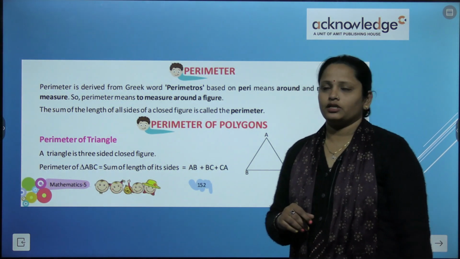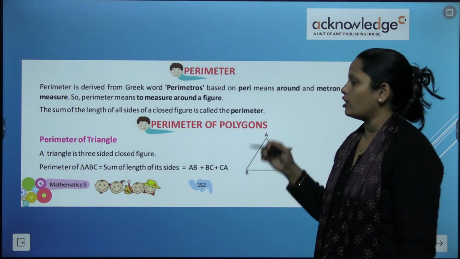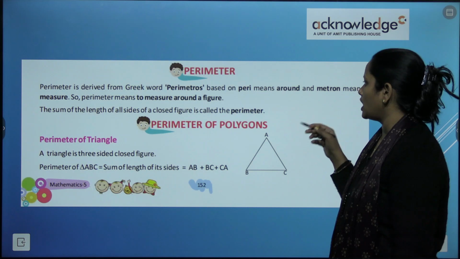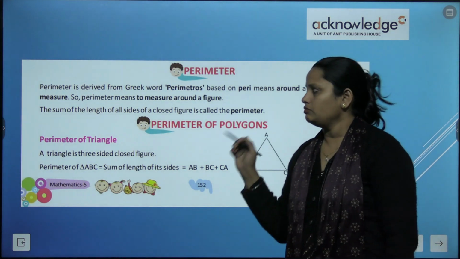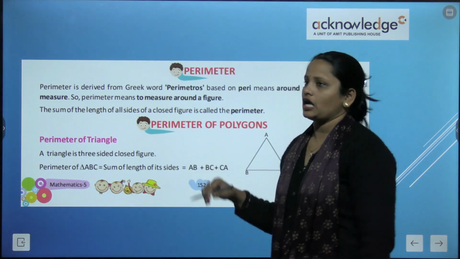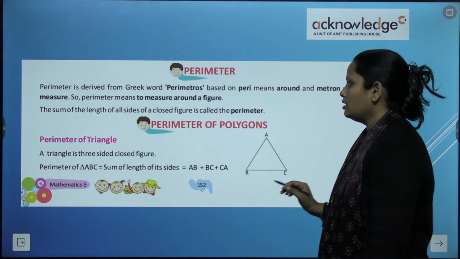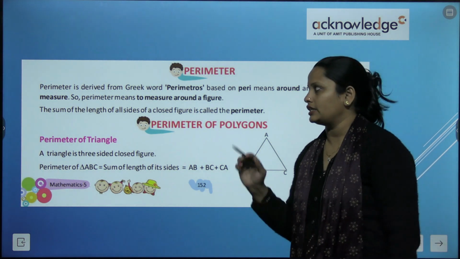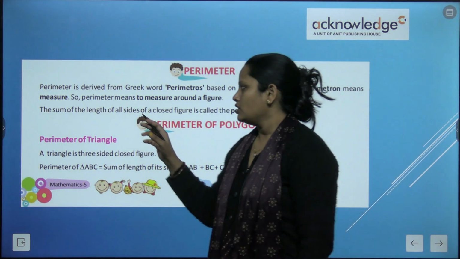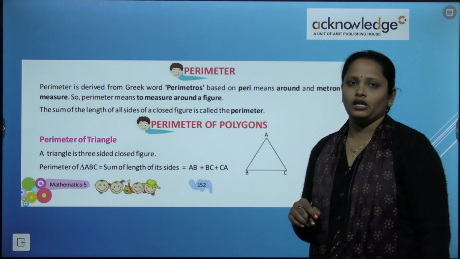Perimeter is derived from the Greek word perimetros, based on peri means around and metron means measure. So perimeter means to measure around the figure. कोई भी figure दिया उसके चारों तरफ की boundary को हमें measure करना है. This is called perimeter. So the sum of the lengths of the sides of a closed figure is called perimeter.